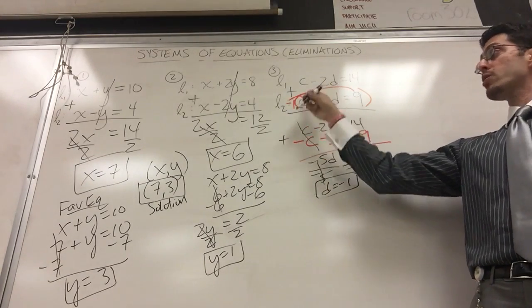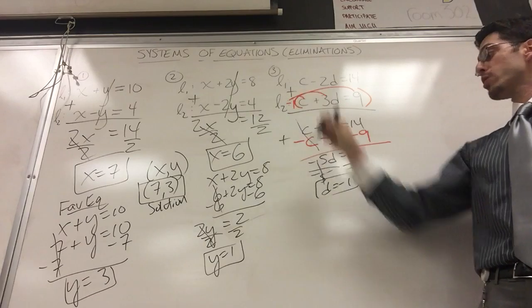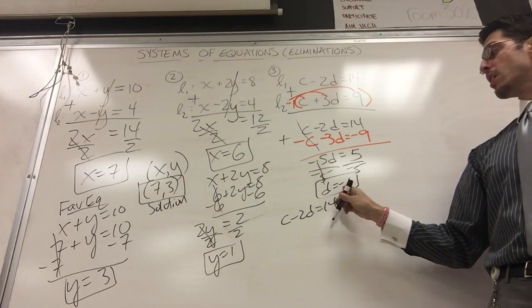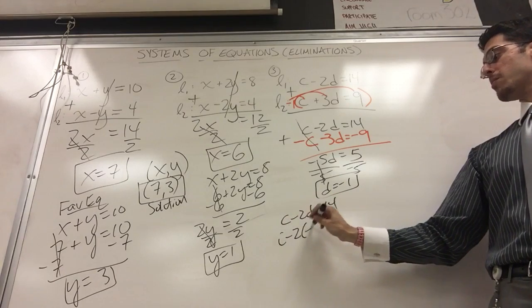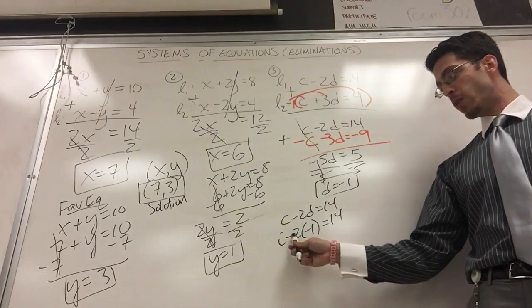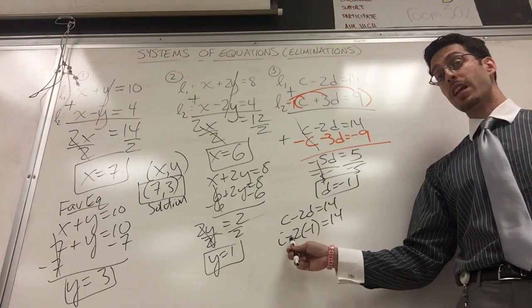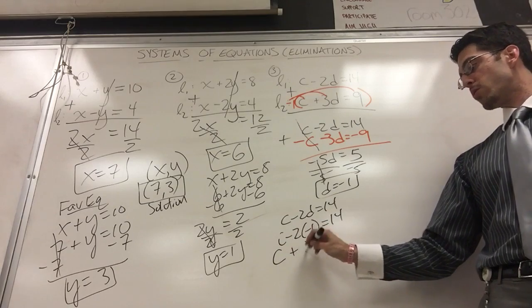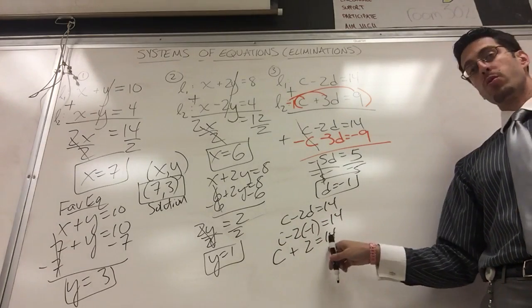Go back to the original. You could go back to this original in black also, but I go back to the original here. c minus 2d equals 14. c minus 2 times negative 1 equals 14. Be careful. I know I kept saying minus, but this is the same as a negative. c, negative 2 times negative 1 is positive 2. c plus 2 is 14.